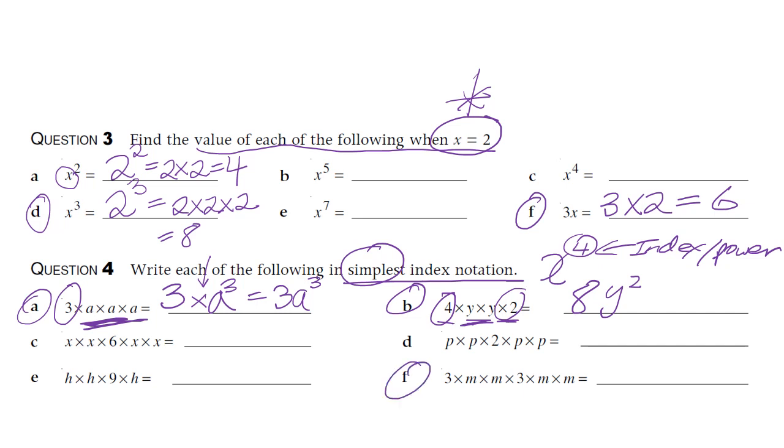Let's do f. Let's look at the numbers here. I've got a 3 and I've got a 3. Can I group them together? Yes, I can. 3 times 3 will give me 9. Now I'm looking at the m's. How many m's are multiplied by each other? 4 m's, which is the same as m to the power of 4. As simple as this. Let's move on.